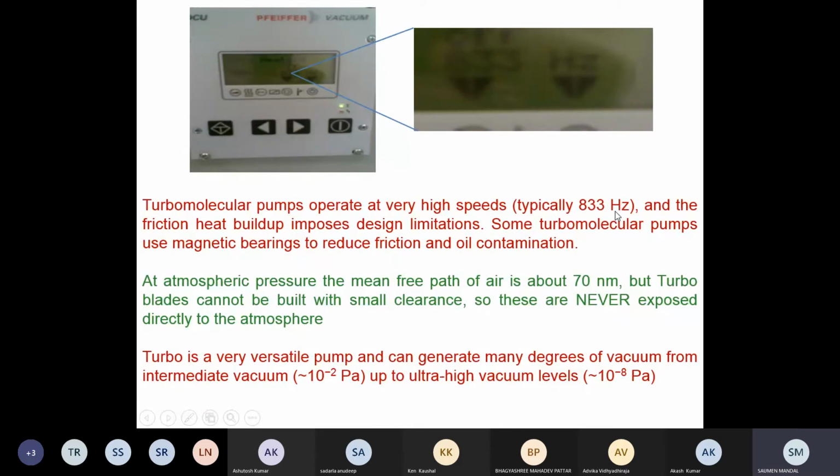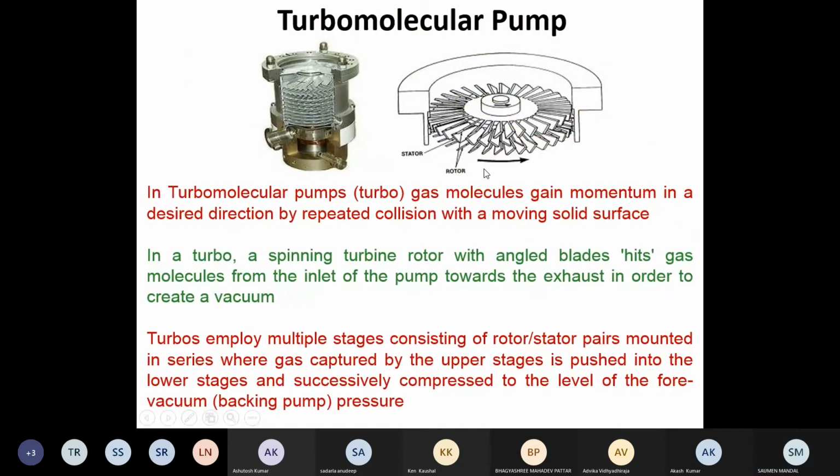This kind of high speed is required, and during the rotation the gas molecules will hit the blade. The blade arrangement is such that the molecule is hit, and by the knocking of the blade, it will go inside the pump. It will not go outside. That is the arrangement that is being made.